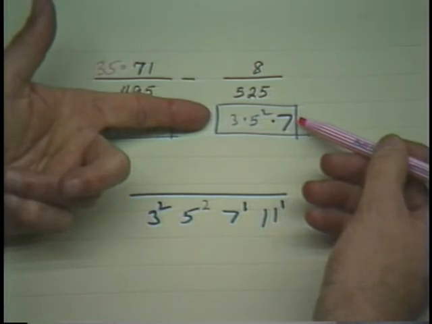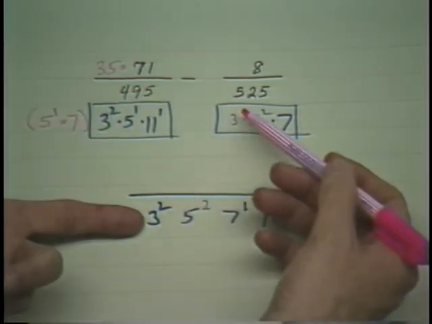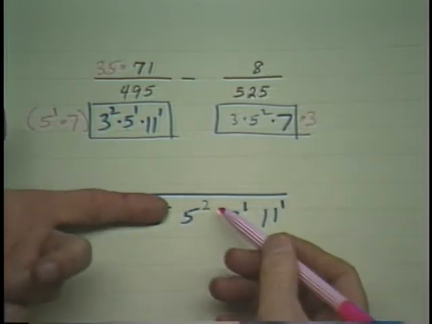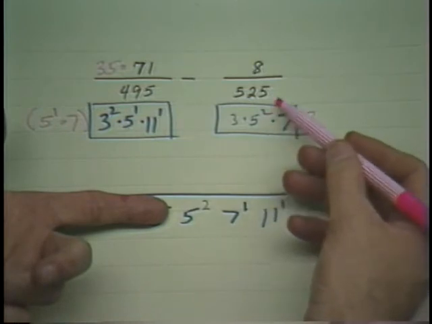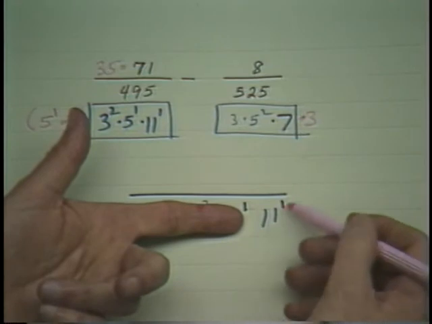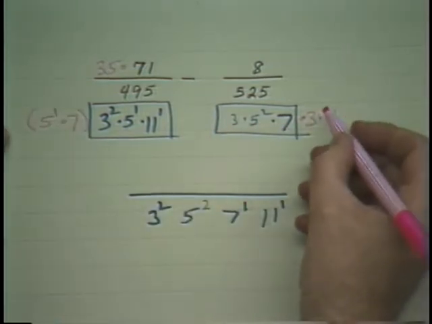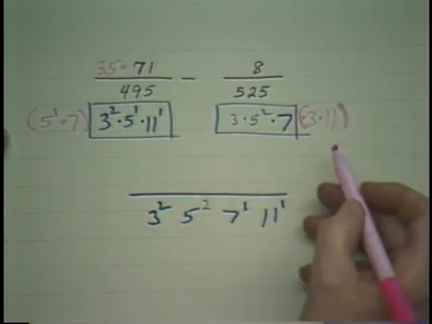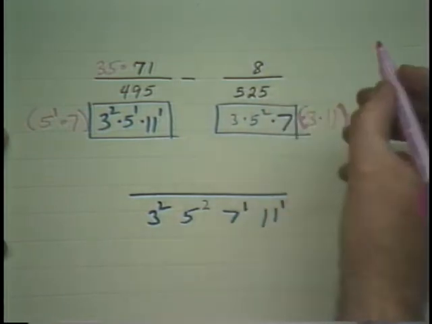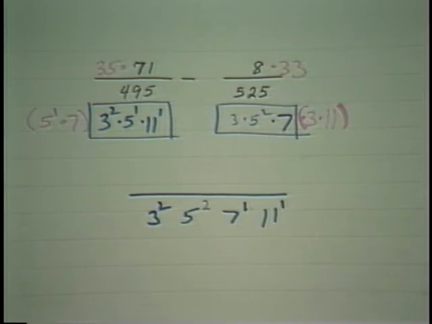Now the same thing here. I want this to look like this. I need 2 3s. I've got 1, so I need one more 3. I need 2 5s. I've got them. I need a 7. I've got it. I need an 11. I don't have it, so I give it to myself. So in this case, I've had to multiply the bottom by additional 33 to make it become this. So therefore, I must multiply the top by 33 as well.